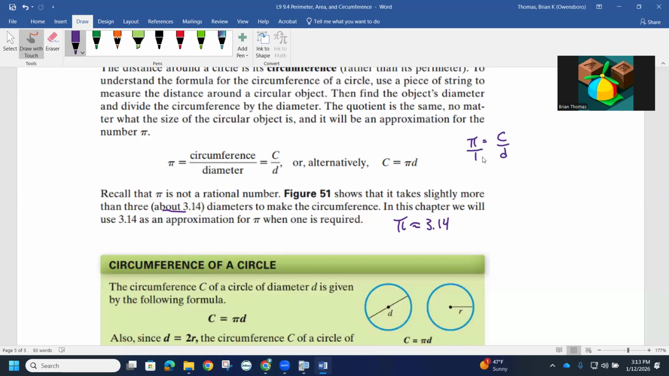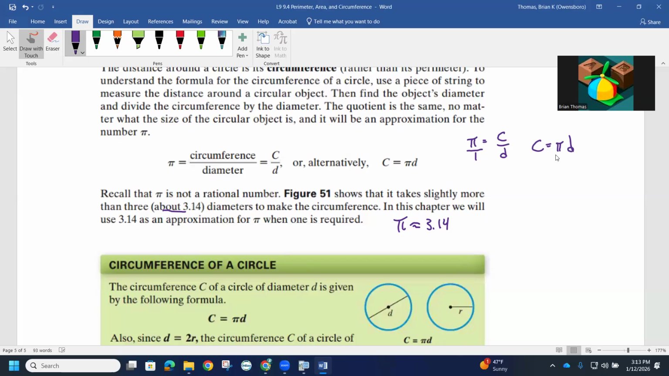If I put pi over 1, I can create, again, this ratio. And what I can do is cross multiply. 1 times c is going to be c, and pi times d is going to be pi times d. So we can develop a formula that says the circumference is equal to pi times the diameter.